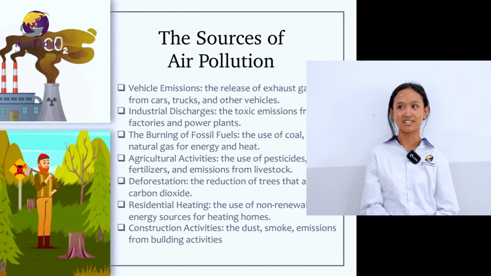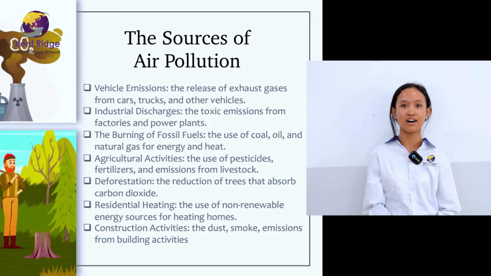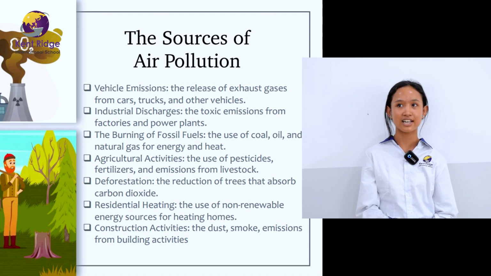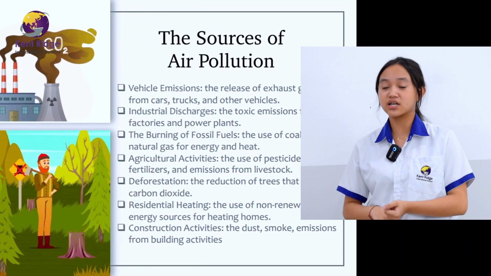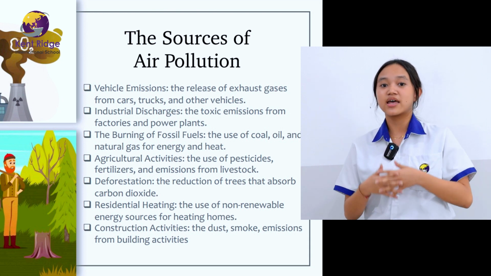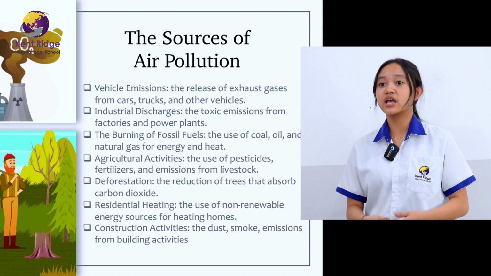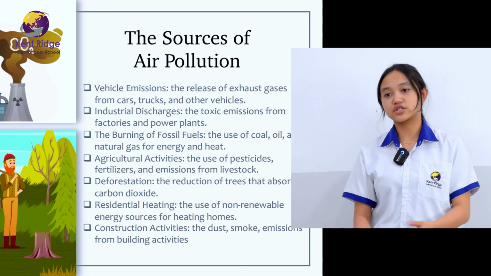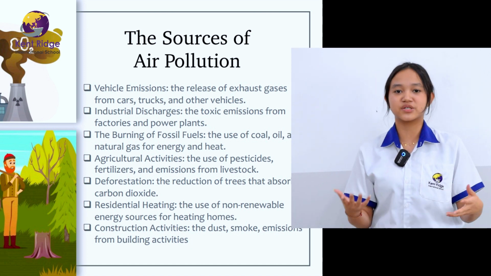The sources of air pollution. Vehicle emissions, the release of exhaust gases from cars, trucks, or other vehicles. Industrial discharges, the toxic emissions from factories and power plants. The burning of fossil fuels, the use of coal, oil, and natural gas for energy and heat. Agricultural activities, so the excessive use of pesticides, fertilizers, and emissions from livestock. Deforestation, so the reduction of trees that absorb carbon dioxide and the harmful contaminants that are released during deforestation. Residential heating, so the use of non-renewable energy sources for heating homes such as natural gas. And construction activities, so the dust, smoke, and emissions from building activities.